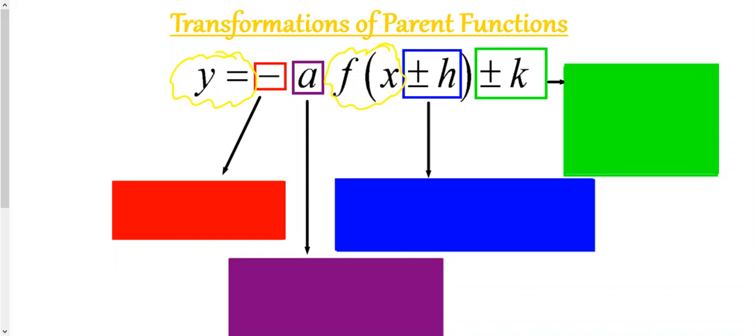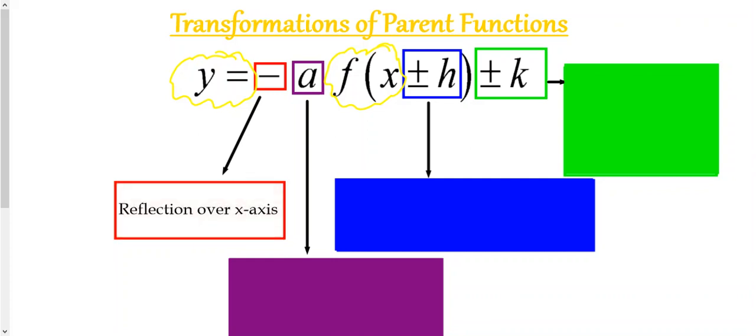So let's first talk about the negative sign. If there is a negative in the front, that means that there is a reflection of the graph over the x-axis. So that means it is flipped over the x-axis. And if you want, you can write that down instead of reflection. It's also a flip.